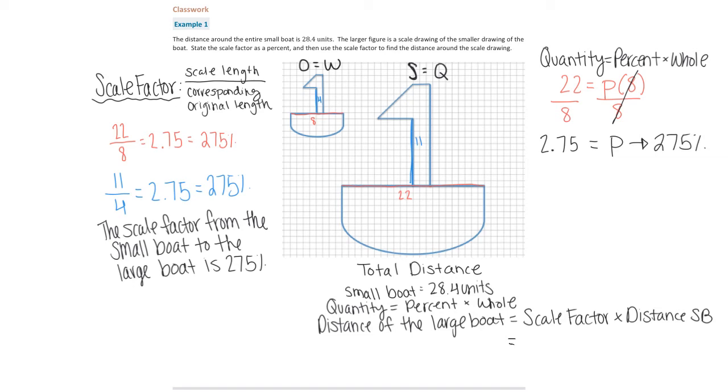Our scale factor is going to be 275%, but we need to write that in decimal form, and that's going to be 2.75 times the distance around the small boat, which is 28.4. Go ahead and calculate that with your calculator. Okay. And the answer you should have got is 78.1 units. So now we know the distance around the larger boat is 78.1 units.